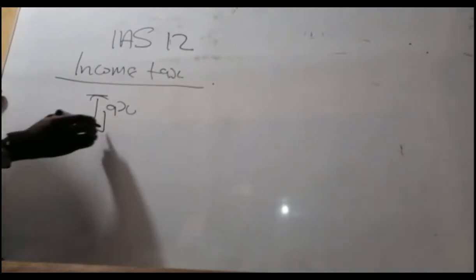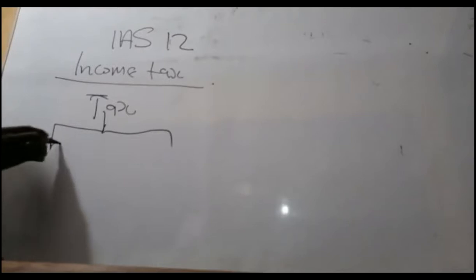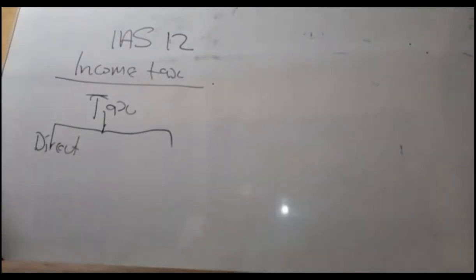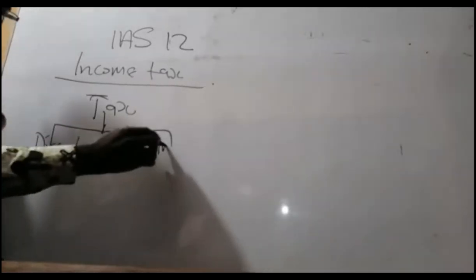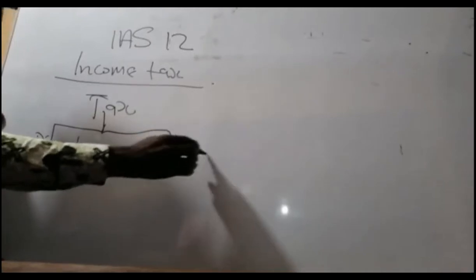First, some of the tax are direct, and some of the tax are direct on a particular person. Some of the tax too are what? Indirect. Yes, you don't have a particular person that should pay. Good.